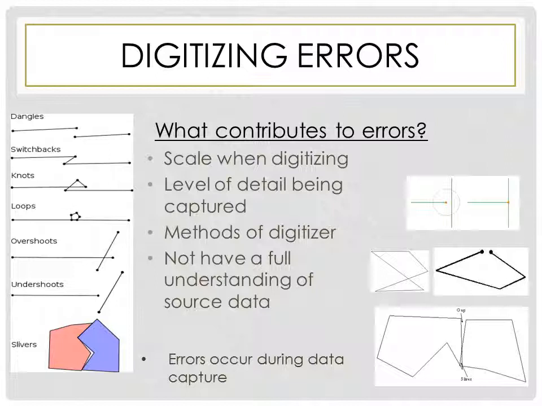A good understanding of the source data and a good understanding of the tools available in ArcGIS will help you avoid most of these errors. For example, in the case of undershoots and overshoots, snapping tools can help avoid that. You'll learn about doing snapping in the tutorial manual. You can avoid problems like loops and knots with more careful use of the digitizing process, and again by possibly using the trace tool or using other features available within the editing process.